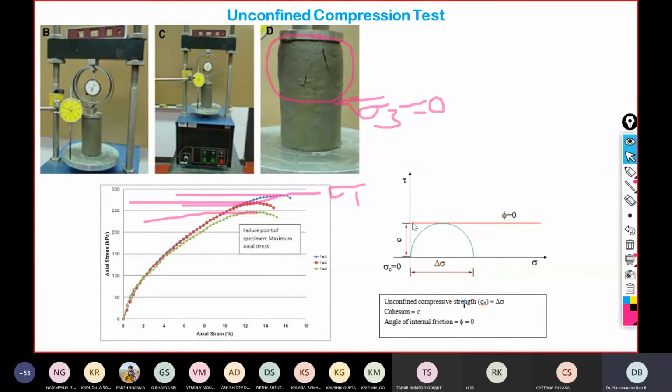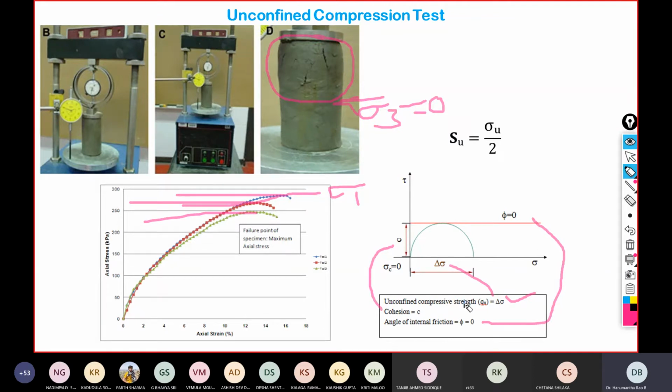And it is at a height of c from the bottom axis. The c is nothing but the cohesion. So the unconfined compressive strength is Qu, that is delta sigma. Hope it is clear to you all. Sorry, unconfined compressive strength is Qu, that is delta sigma. Cohesion is the ordinate. The angle of internal friction is the slope of the tangent line. So all three are independent.